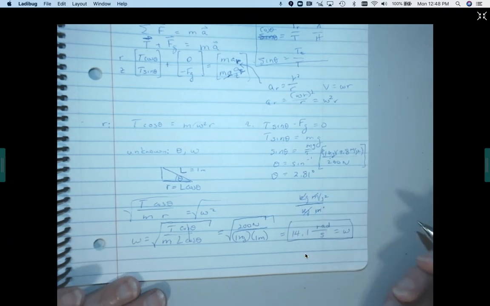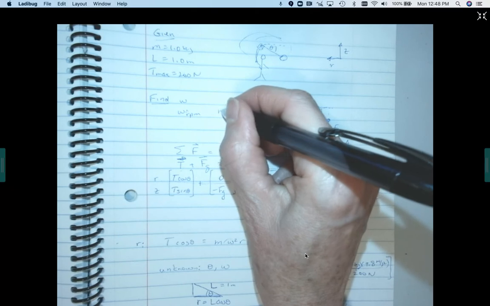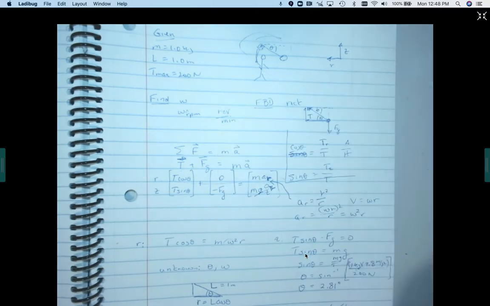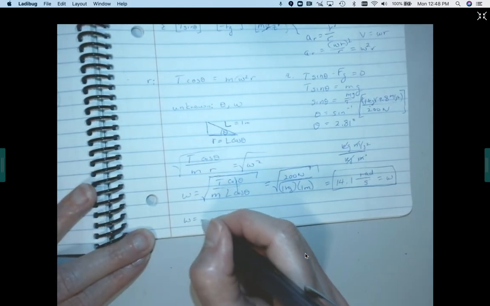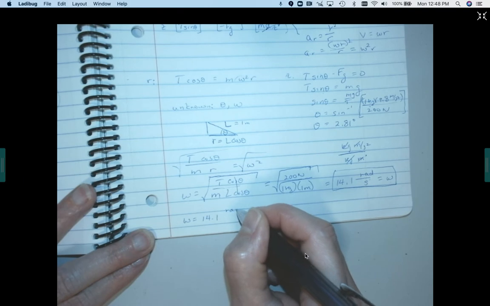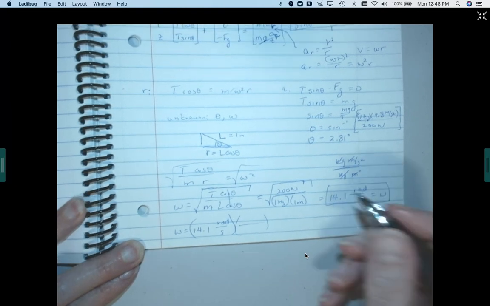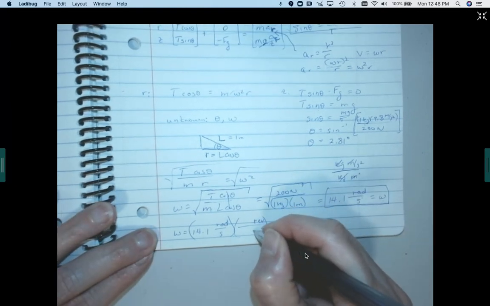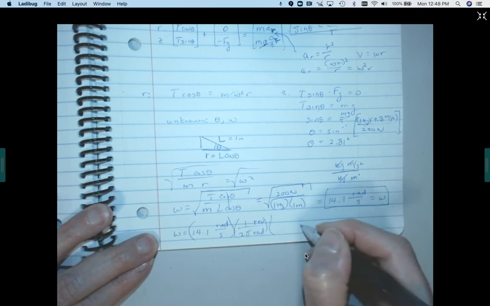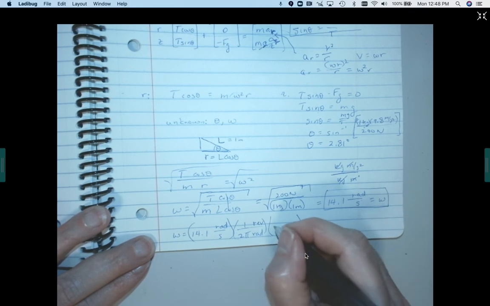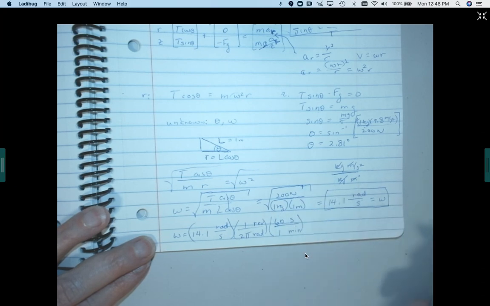All right, and just when you think you're done, you're not, because it said, what is omega in RPM? That's revolutions per minute. And I just think of these as unit conversion problems, right? So down in the bottom now, my last line, I know omega is 14.1 radians per second. And now I want to convert to revolutions. Okay, so I want revolutions on the top. I want to get rid of radians. And I know 1 revolution is 2 pi radians. Okay, and then I need minutes on the bottom. I have to get rid of seconds, keep minutes. And I know 1 minute is 60 seconds.